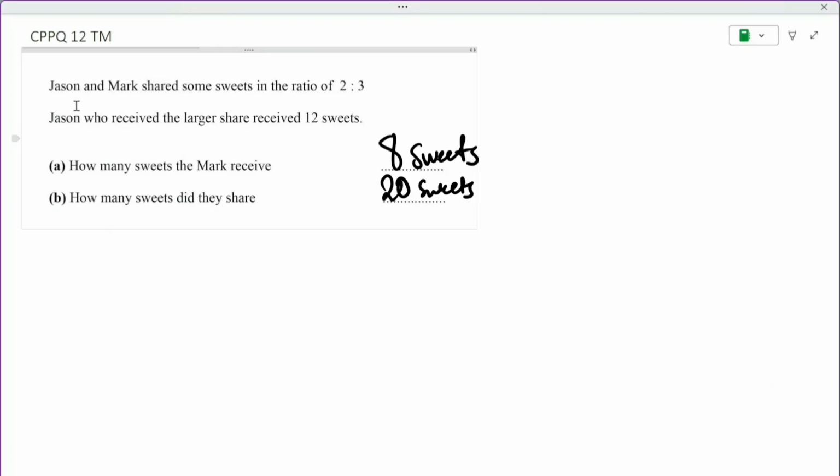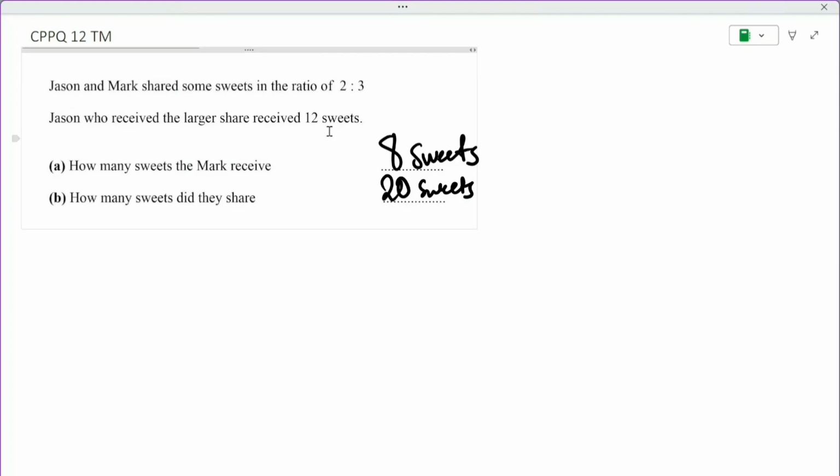Going back to read the question, Jason and Mark shared some sweets in the ratio of 2 to 3. Jason, who received the larger share, received 12 sweets. A. How many sweets did Mark receive? B. How many sweets did they share? We already know the answers are 8 sweets and 20 sweets. But using the traditional method, would we still get these same answers? Let's go on to prove it.